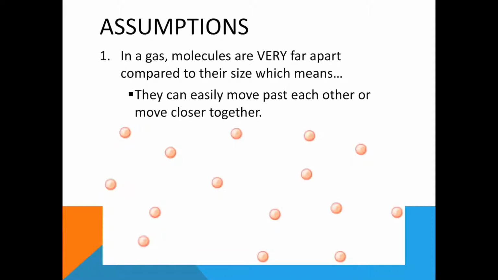Well, first, in a gas, molecules are very far apart compared to their size, which means they can easily move past each other or even move closer together. If you look at the picture I have down here, this is a picture of some gas molecules. What I mean by they can easily move past each other or closer, if you look at these 2 molecules, they're pretty close together, but they could even get closer yet. Or this molecule here, it could move right past this molecule without even touching it, because there's all this space here for that molecule to move in.